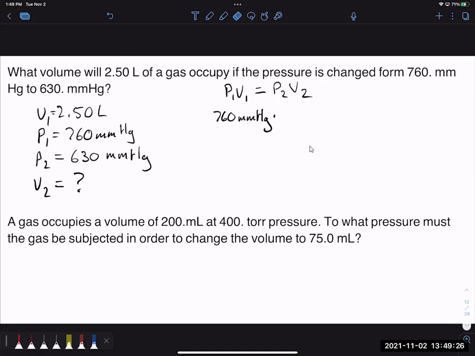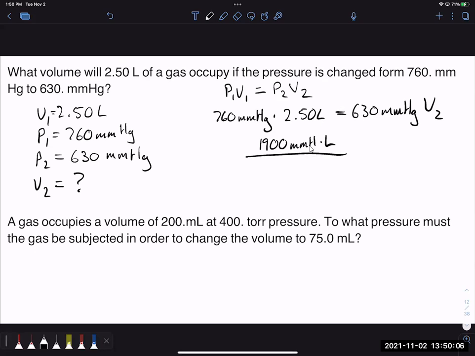So P1, 760, our V1 is going to be 2.50 liters, and our P2 is going to be 630 millimeters of mercury. V2, again, what we're looking for. So we'll do 760 times 2.5. We'll get 1900 exactly. I like that. Again, this is going to be millimeters of mercury, liters.